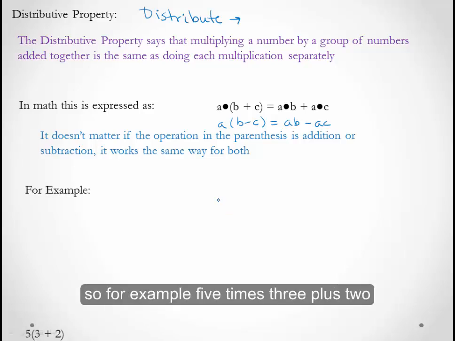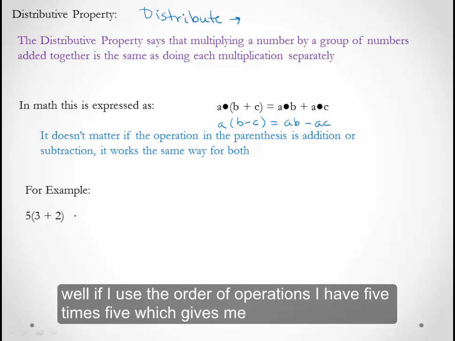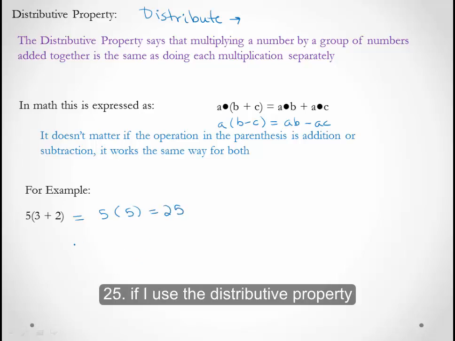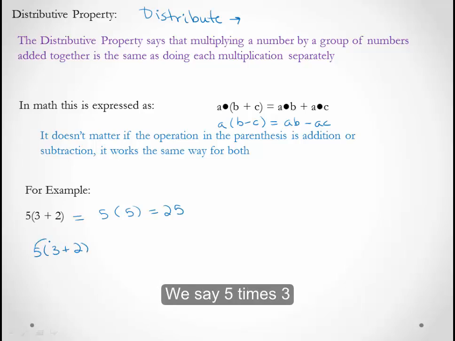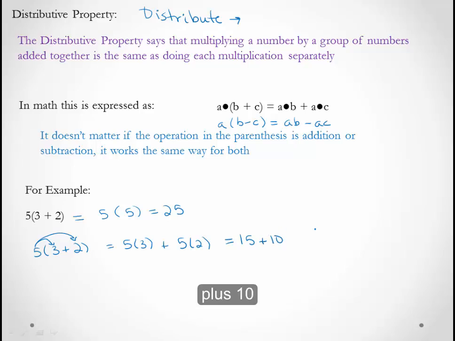So for example, 5 times 3 plus 2. Well, if I use the order of operations, I have 5 times 5, which gives me 25. If I use the distributive property, I say 5 times 3 and 5 times 2, and that gives me 15 plus 10, which gives me 25. Same result.